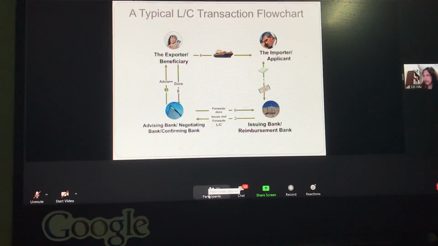Number 10, please. Yes, I think the negotiating bank is the one who faces the risk. Yes. Not the nominated bank.